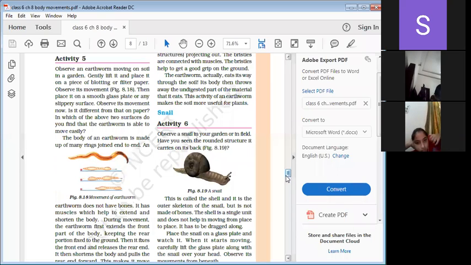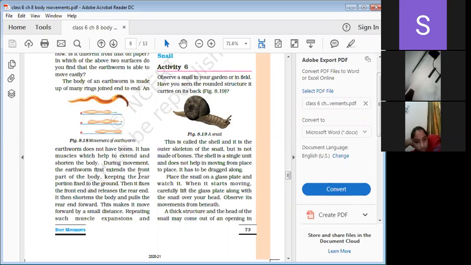And earthworm does not have bones. It has muscles which help to extend and shorten the body. During movement, the earthworm first extends the front part of the body, keeping the rear portion fixed to the ground. Then it fixes the front end, releases the rear, and pulls the rear end forward. This makes it move forward by a small distance.